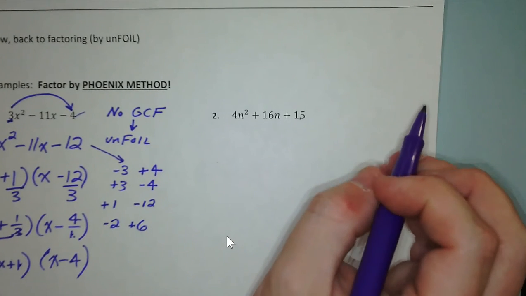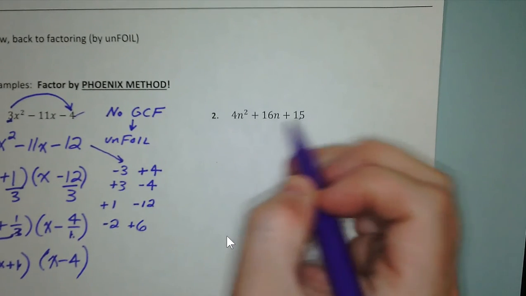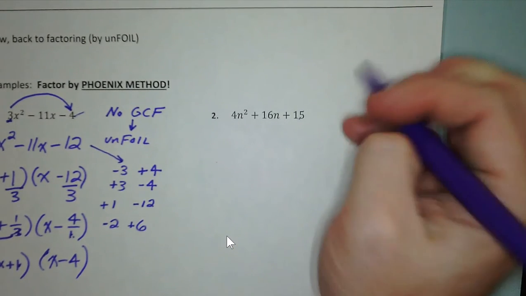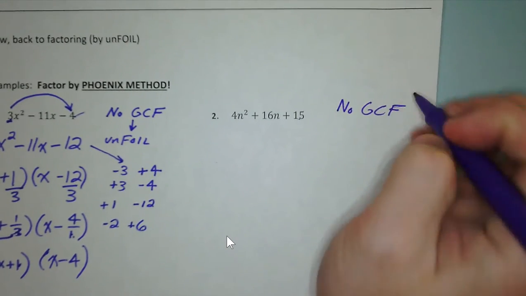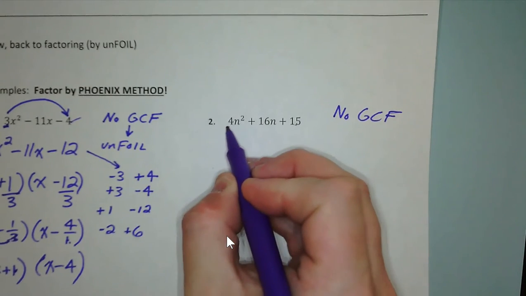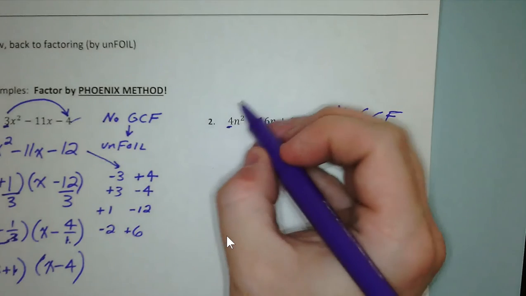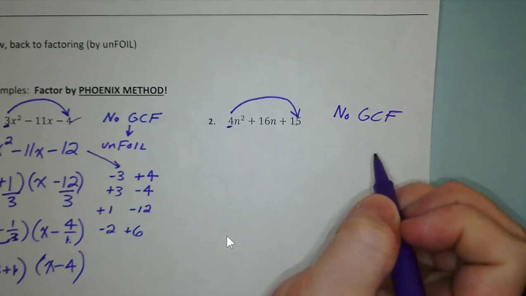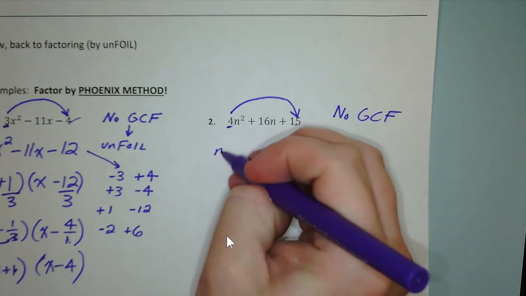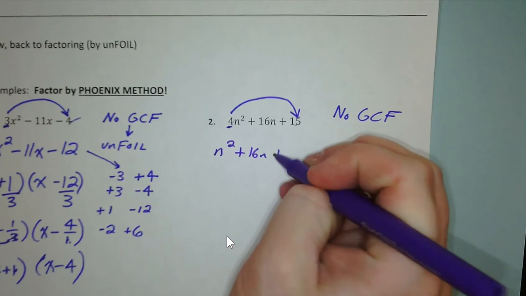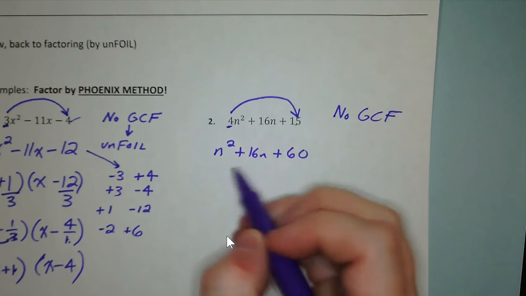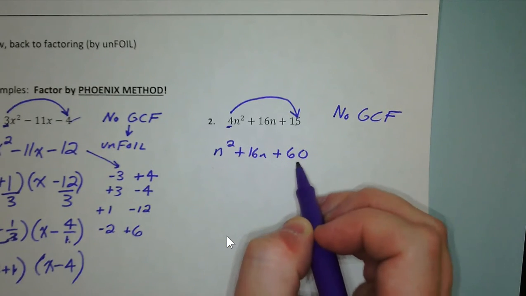So everyone, you got to realize this ASAP. If you are looking for a GCF and you can't see one, probably it's because there isn't one. That happens a lot, that there's no GCF. So we move on to unfoil. And because of that 4 way out in front, it means we're going to bust out the Phoenix method. So the Phoenix method means we multiply 4 to the 15. 4 times 15 is 60. So now we have n squared plus 16n plus 60.